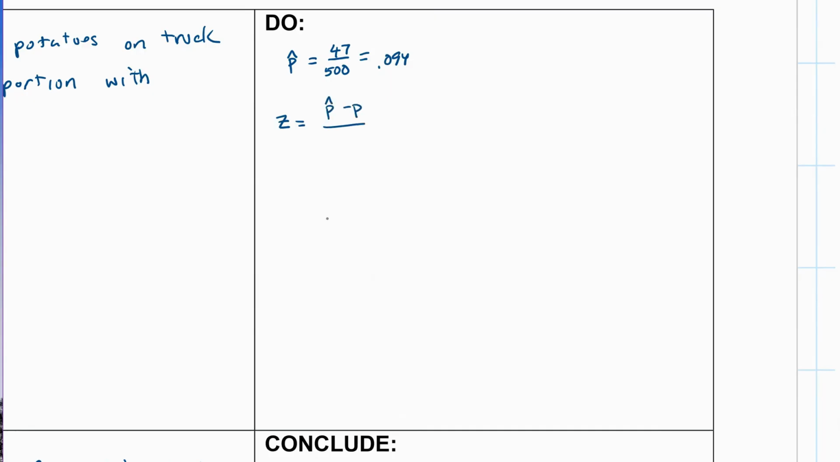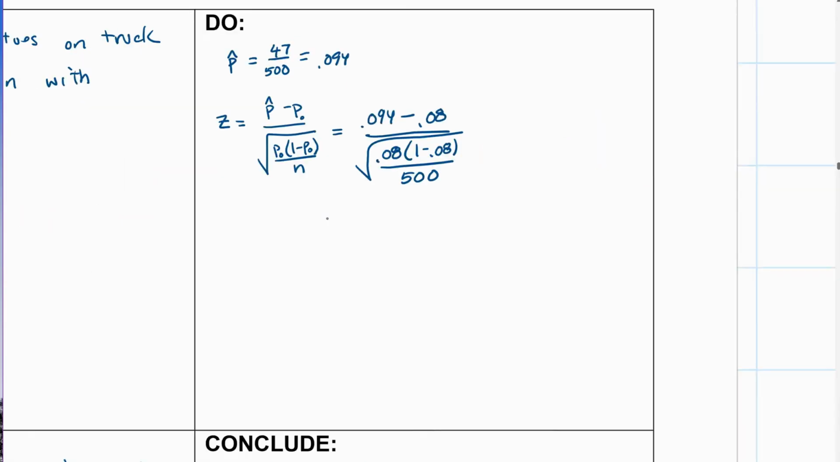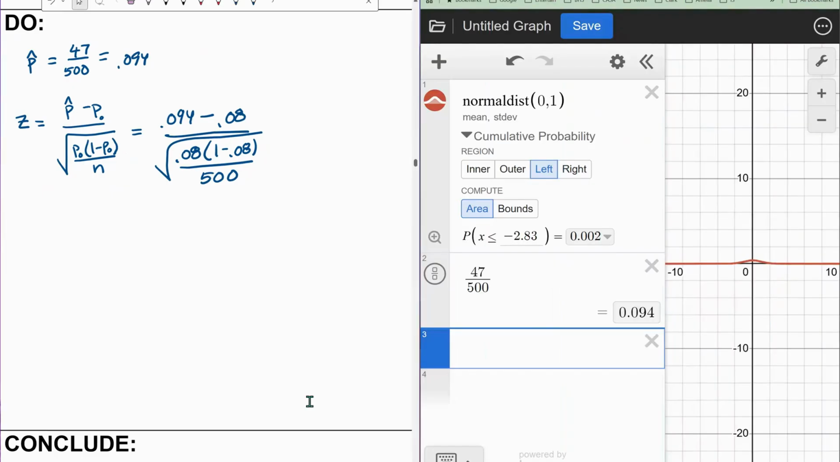The z value that we said we're going to calculate, which again is the p hat value minus the p naught value over the square root of p naught, 1 minus p naught over n, or in this case, 0.094 minus, and remember the p naught value is right there, 0.08, divided by the square root of p naught, 0.08, 1 minus 0.08, all over 500. And let's go ahead, put this over to the other side.